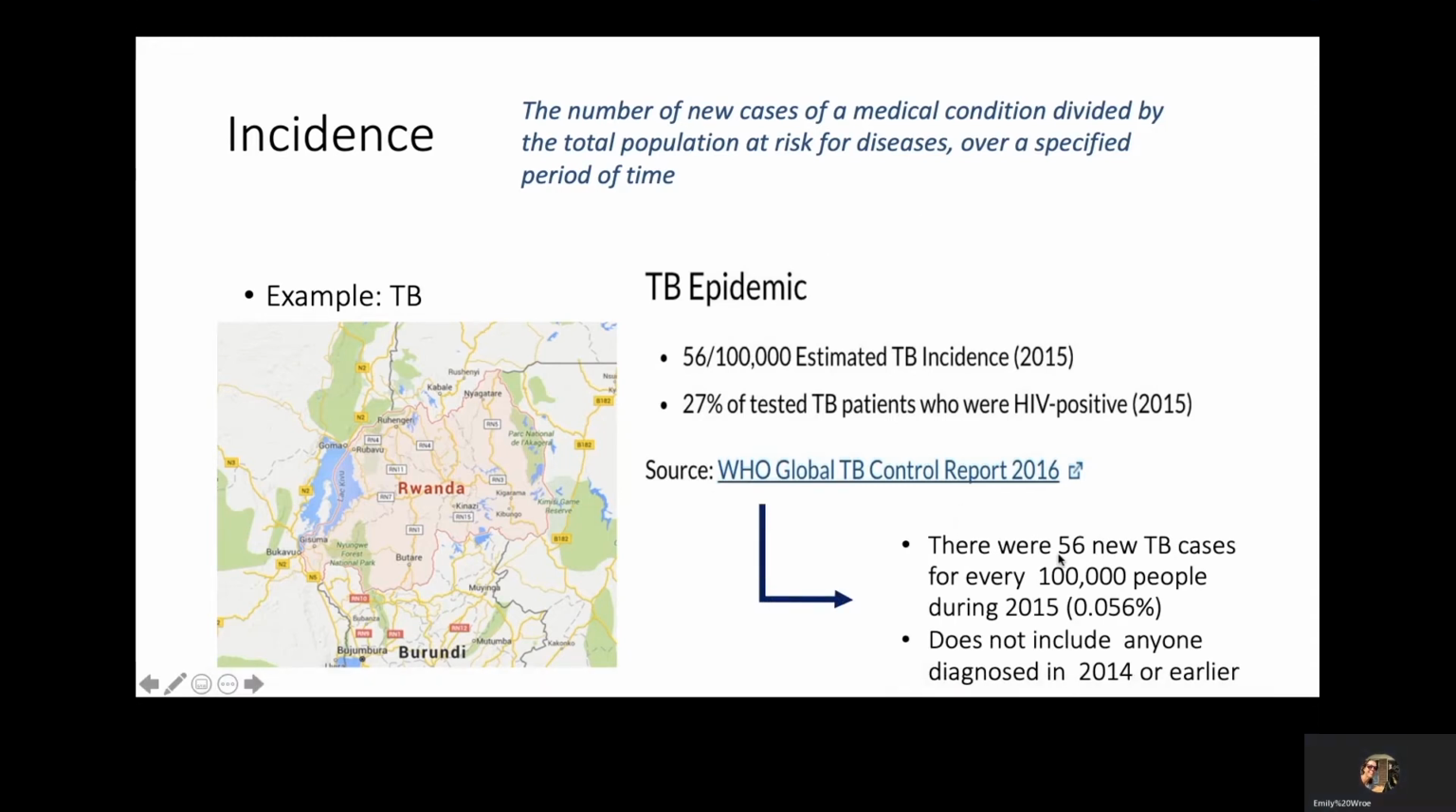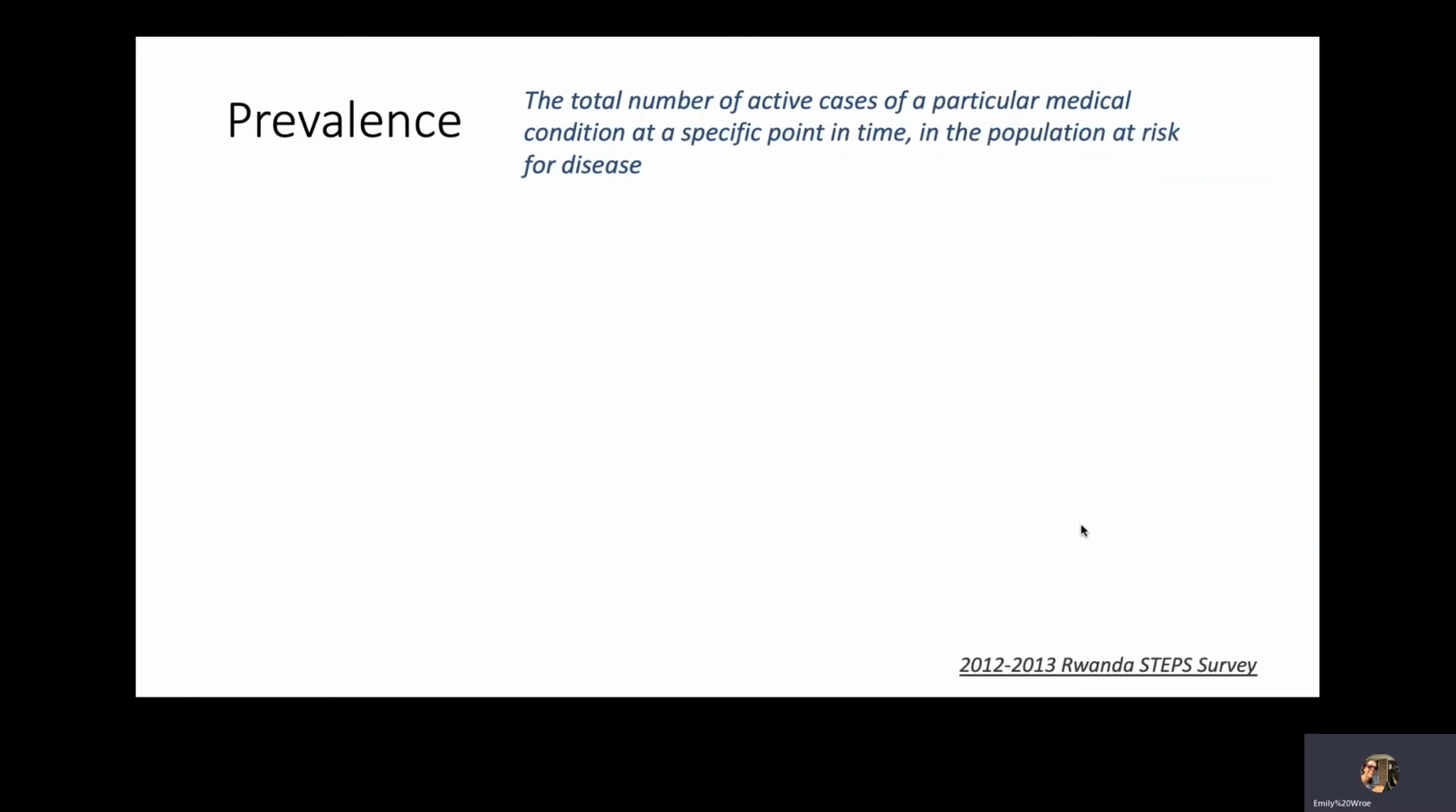So again, just to repeat, 56 new TB cases for every 100,000 people during 2015. But this number, this 56, doesn't include anyone who might have been diagnosed at the end of 2014 and is still on tuberculosis treatment. It's just the people who were newly diagnosed in 2015. Prevalence, on the other hand, gives you the total number of active cases of a particular medical condition at a specific point in time in the population at risk for the disease.